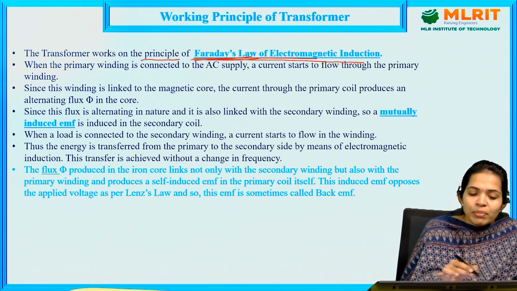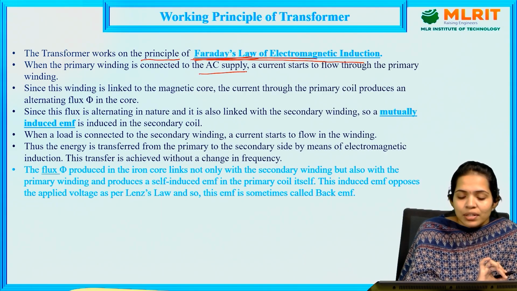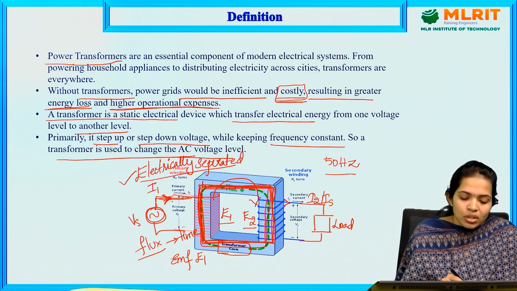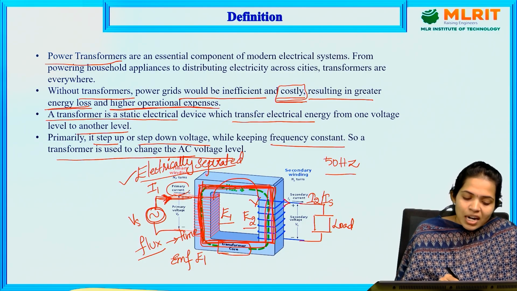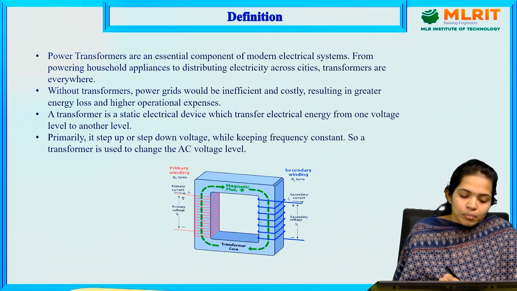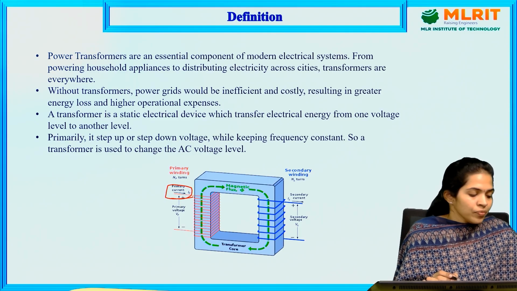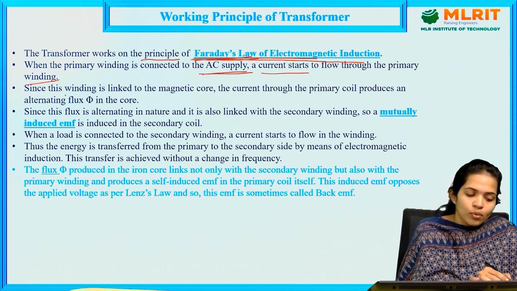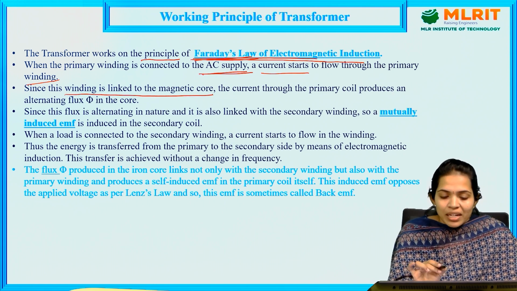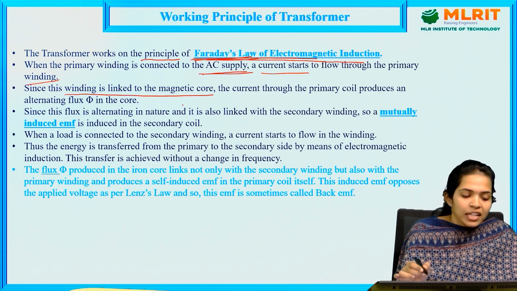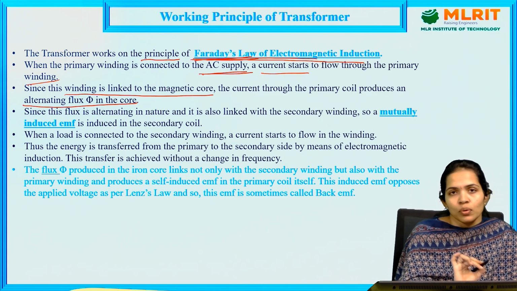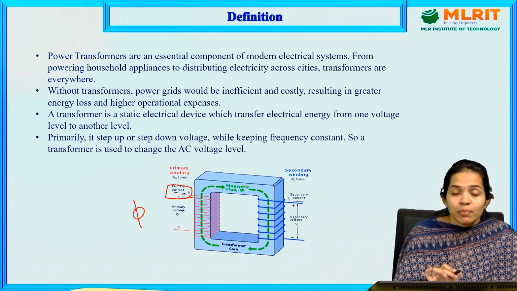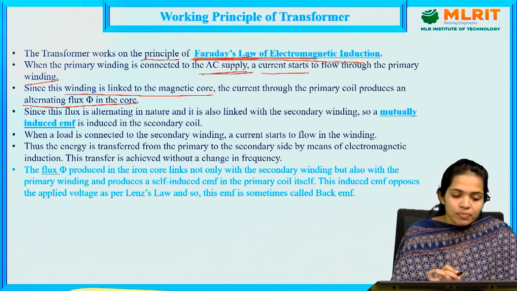So when the primary winding is connected to the AC supply, current starts flowing through the primary winding, which can be seen in the previous circuit. So this primary current starts flowing in the primary circuit. So this winding, which is linked to the magnetic core, the current passes through this winding and the primary coil produces an alternating flux in the core. So as soon as the current starts flowing in the primary winding, there is an alternating flux which is set up in the primary circuit of the transformer.